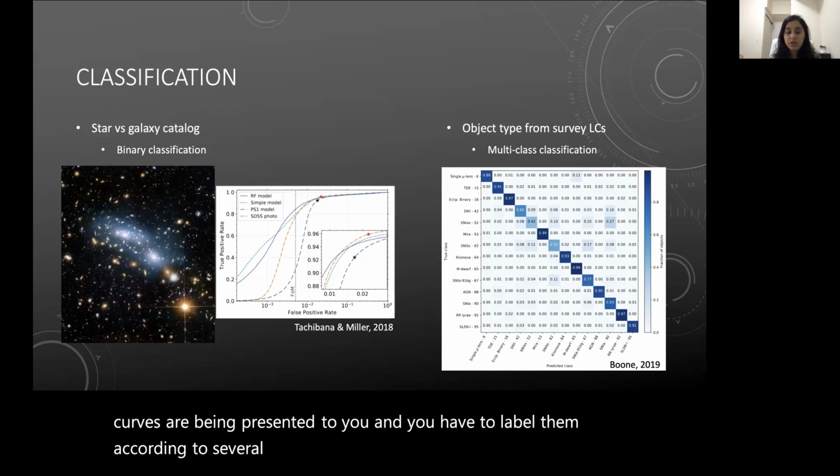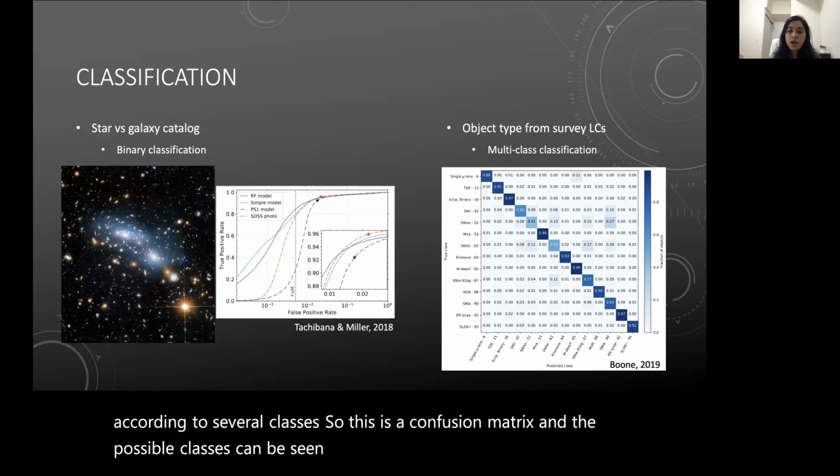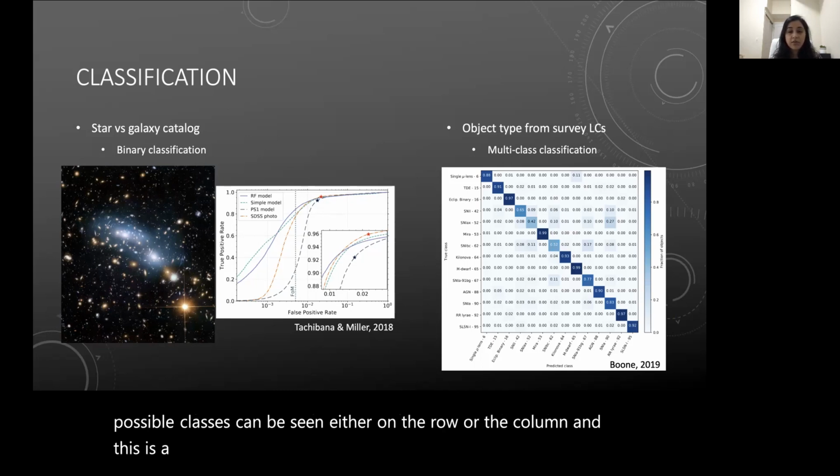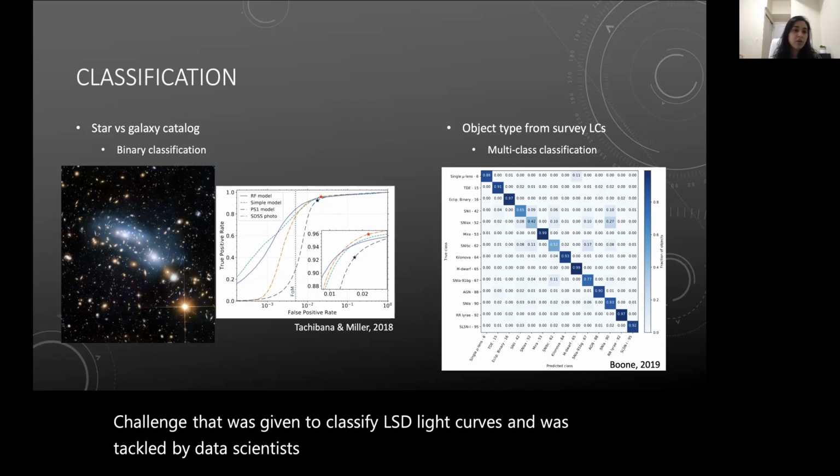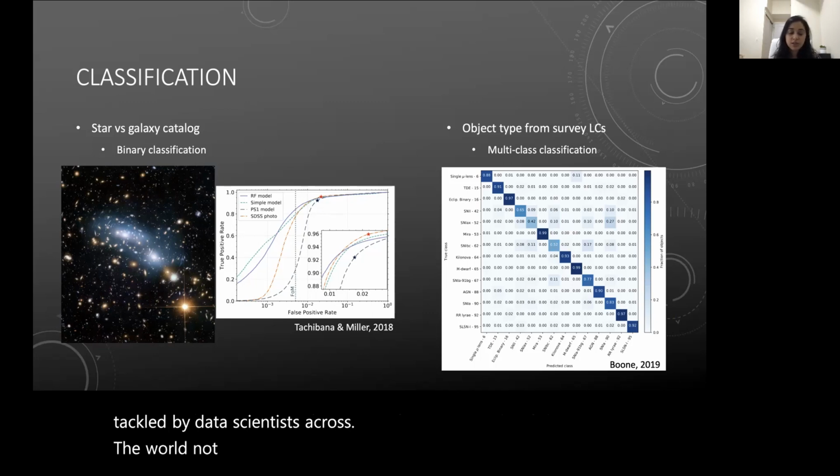So this is a confusion matrix, and the possible classes can be seen either on the row or the column. This is a result from the winning submission to the Kaggle challenge that was given to classify LSST-like light curves, and was tackled by data scientists across the world, not necessarily in the astronomy domain. So that was interesting.